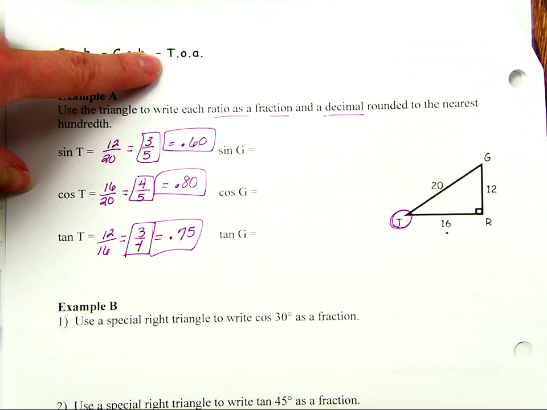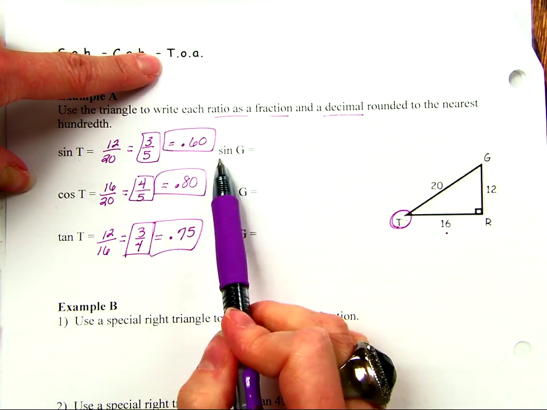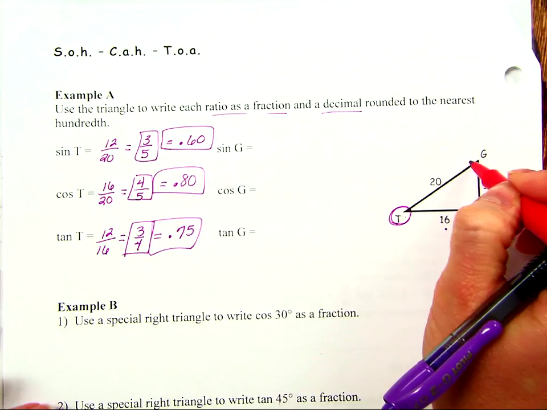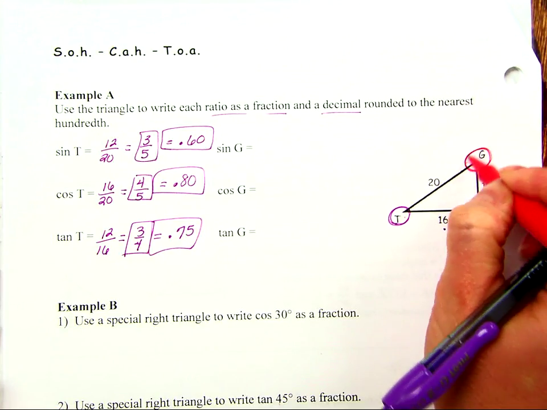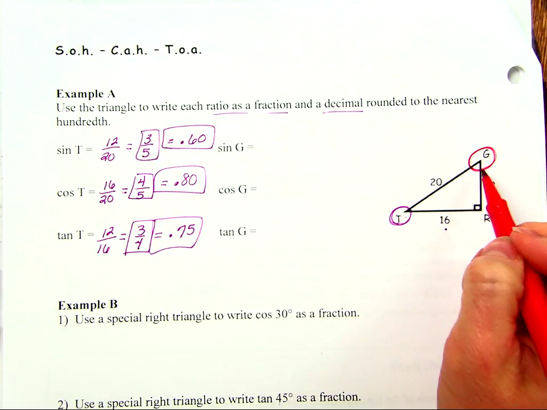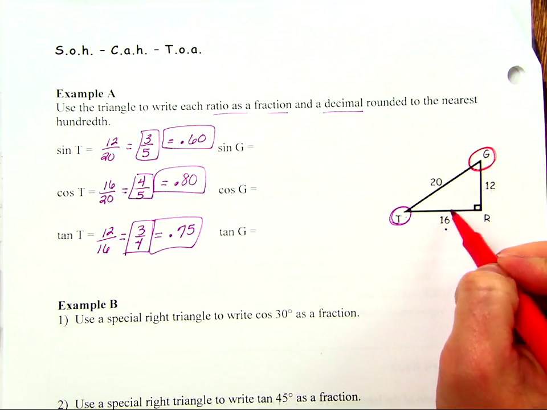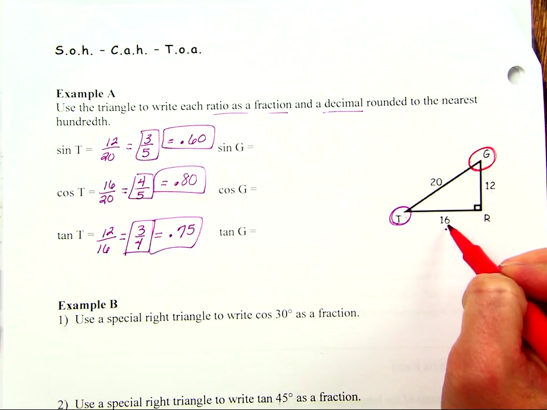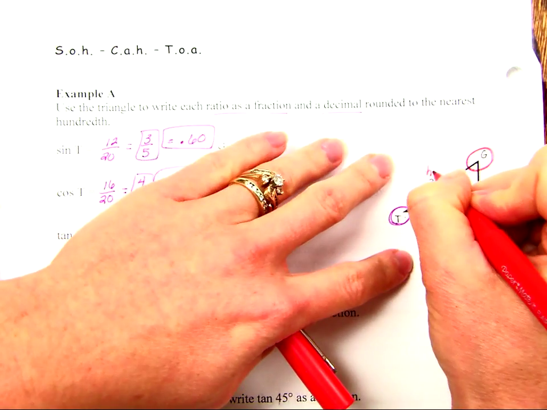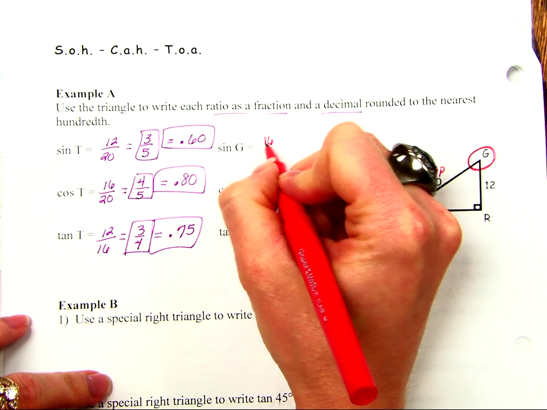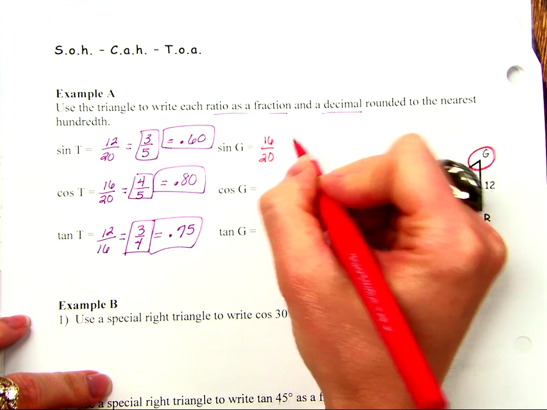Now, it does change a little bit. When they ask for the sine of angle G, well, this time my angle switches. Now, if I think about working off of angle G, the opposite side from angle G, opposite meaning across from, now becomes 16. And my hypotenuse is going to stay the same. It's always going to be 20. But my sine of angle G is going to be 16 over 20.